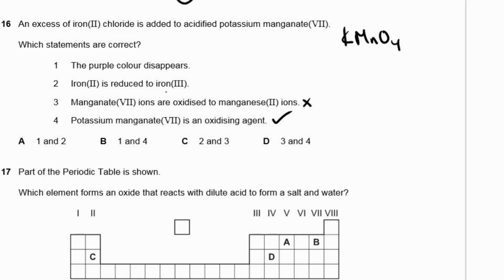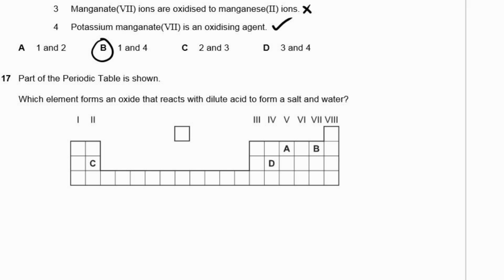So iron 2 is reduced to iron 3? No, it's not. And the purple color disappears? Well, yes, because when it oxidizes a reactant, the purple color disappears. So the answer here is 1 and 4.